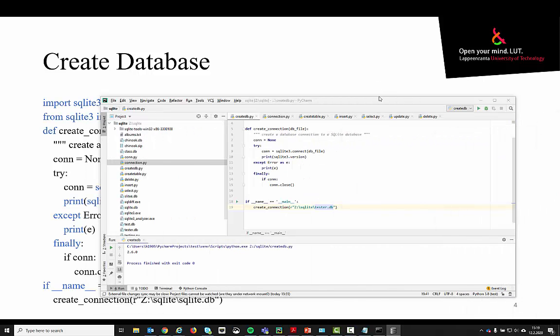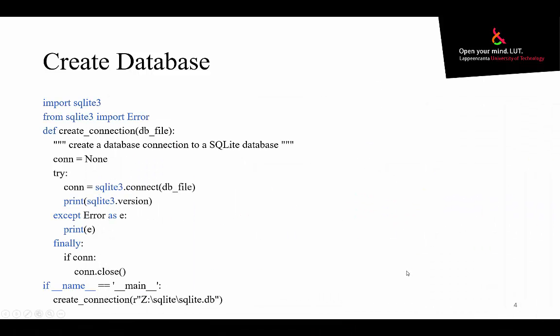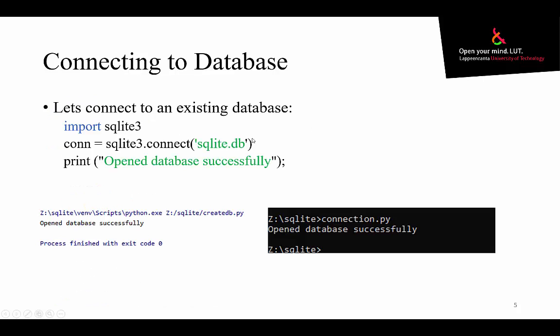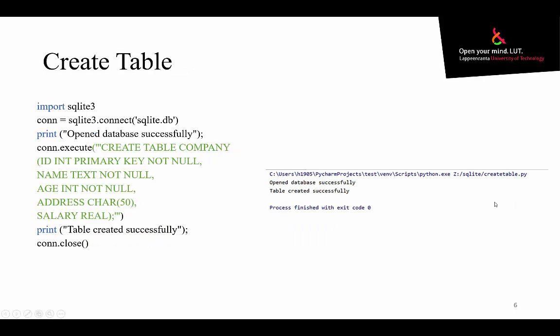Now let's try to create some tables. Connecting to database, I think I've already explained that to you before. Basically you connect to the specific database, and then you print out the statement. This is using PyCharm, and this is if you use the command prompt. Both are the same, so you don't have to worry about that. I'll move to the next part, which is creating a table.